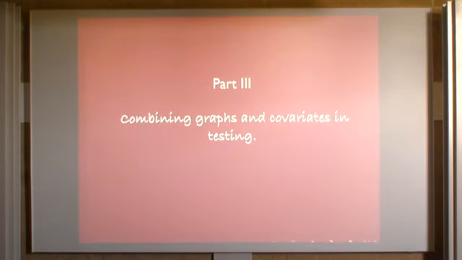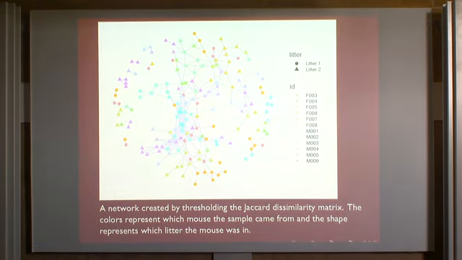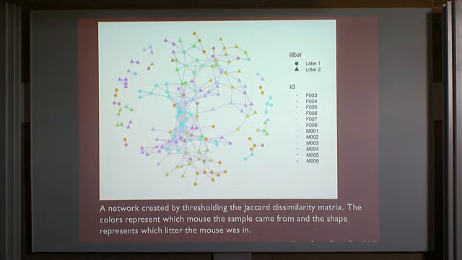So I want to talk a little bit about testing because it came up. Several people said to me, well, yeah, we can look at these graphs. How do the graphs and covariance mix when we're doing testing? And I want to show an example of that. I showed you earlier on, when I was doing the interactive thing, that you could have different samples and you create an edge between them if they share a lot of bacteria in common.